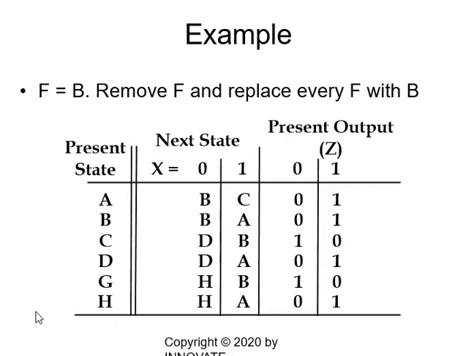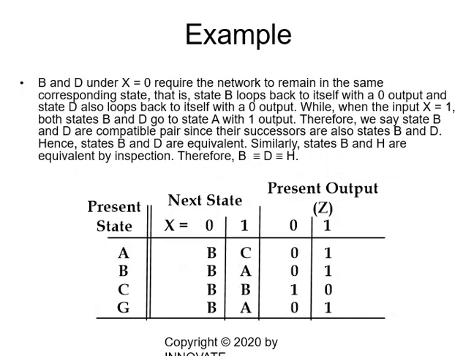I can remove D and H and replace every D and H with their equivalent state, which is B. So this H will become B, and this D will become B, because I will remove them. So the table will look like A, B, C, G. The next states are B, B, B, B, and C, A, B, A.